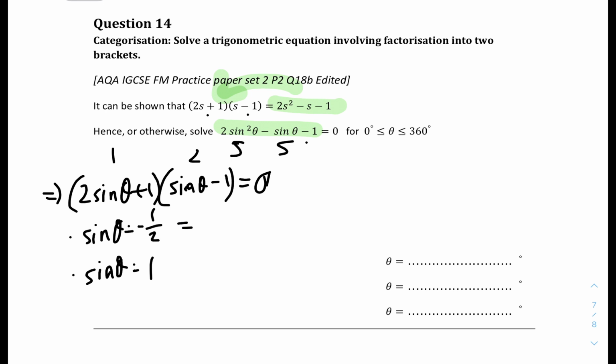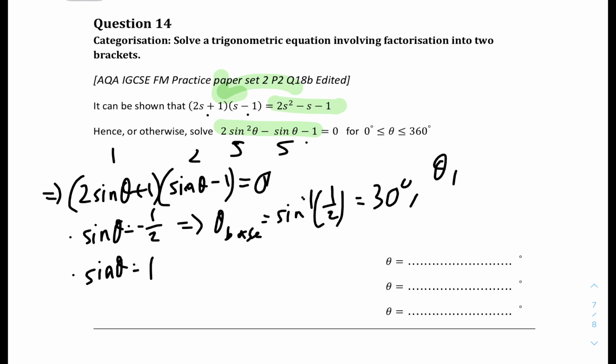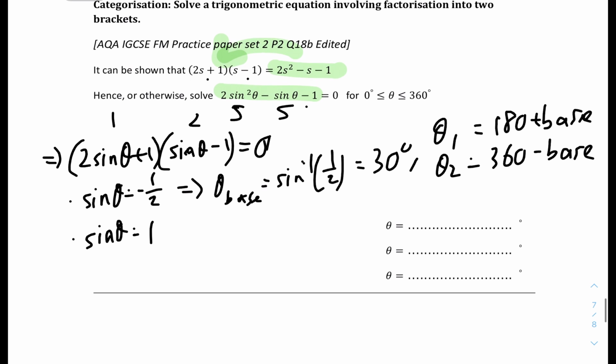Like so. So for this one, you first get a base answer of theta. It will be sine inverse a half, which is 30 degrees. So remember, to get the first answer for theta for sine, you do 180 plus the base answer, and the second answer, which is theta 2, will be 360 degrees minus the base answer, which we'll leave for now first.